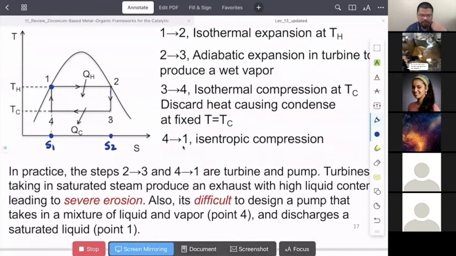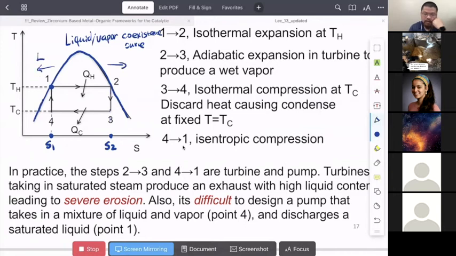So now if we try to look at those, we have this TH, we have this TC. Over here, this curve itself is the liquid vapor coexistence curve. Over there, we are going to have liquid. Out of the curve, we are going to have vapor. In between, we are going to have liquid and vapor. Okay, so let's try to see what is going on.